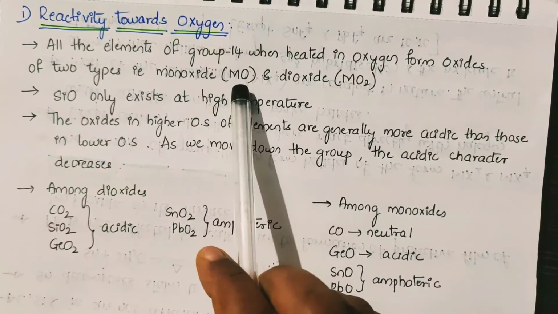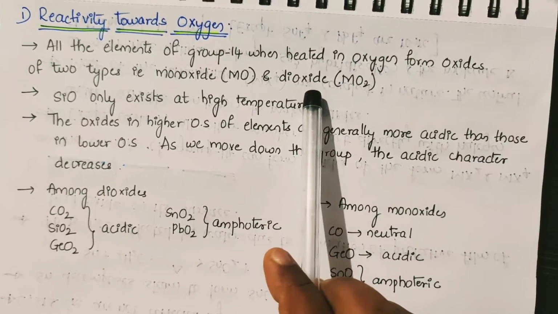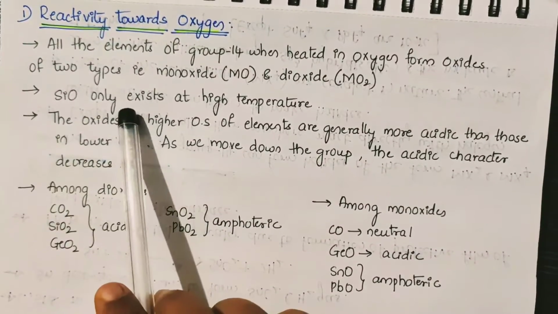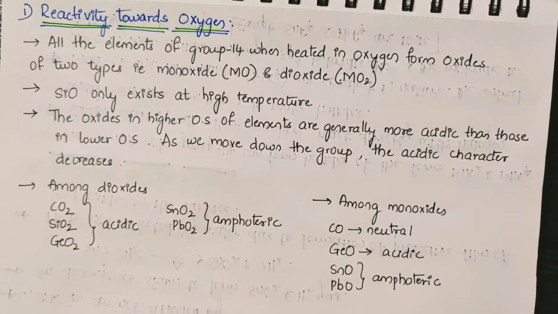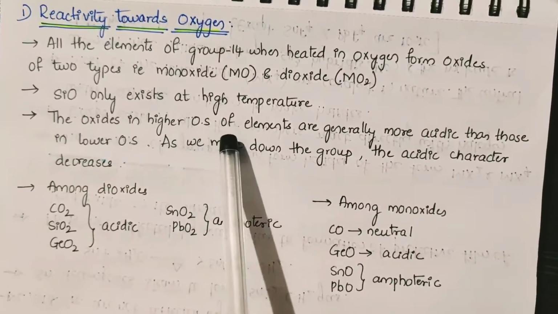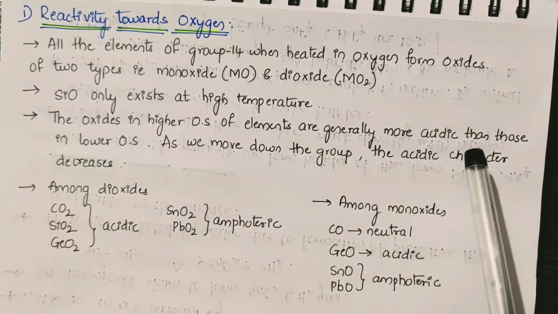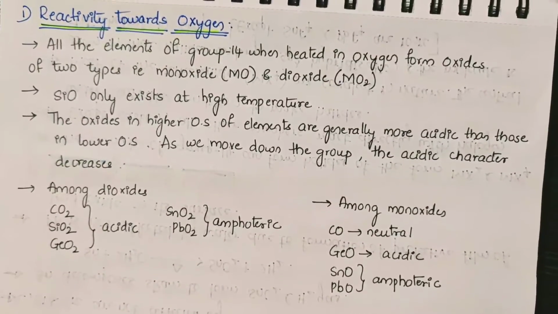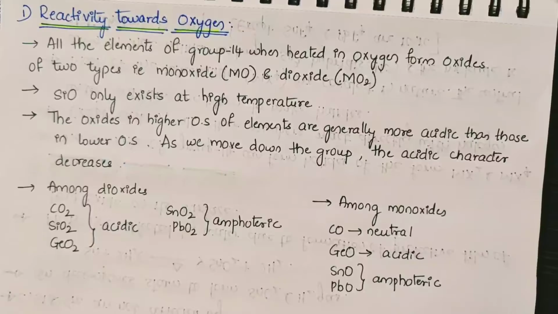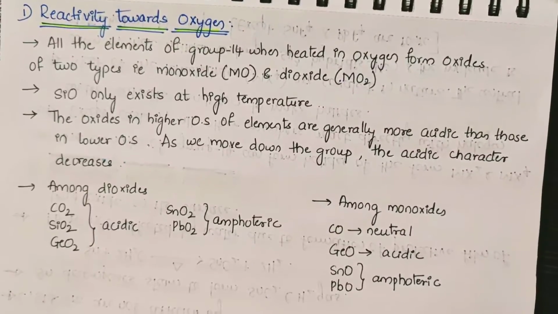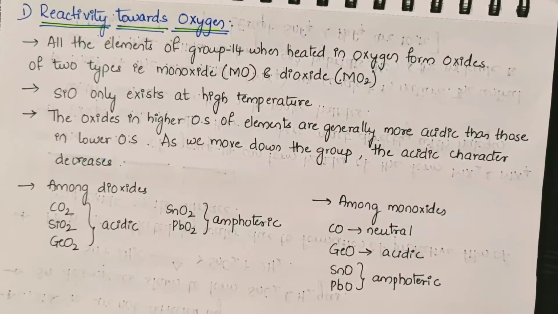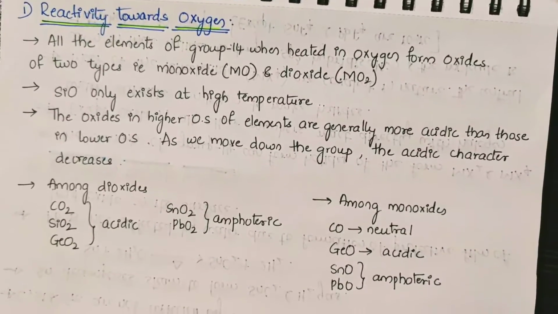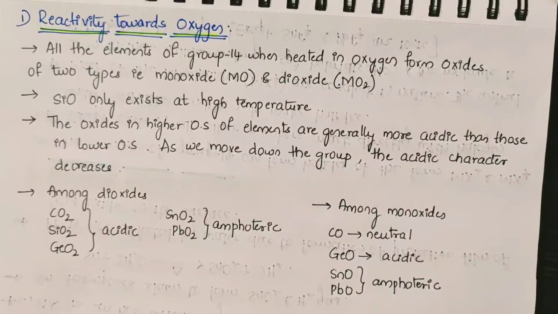One is monoxide of the form MO and dioxide of the form MO2. Now silicon oxide exists only at high temperature. The oxides in higher oxidation states of elements are generally more acidic than those in lower oxidation states. So an oxide of the element in higher oxidation state will be more acidic compared to that in the lower oxidation state. And as we move down the group, the acidic character decreases.